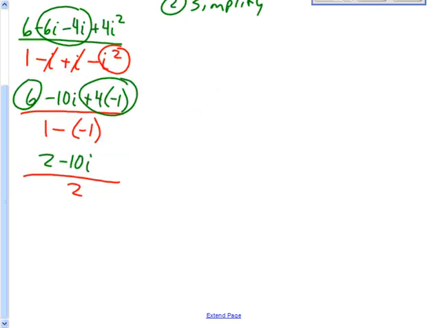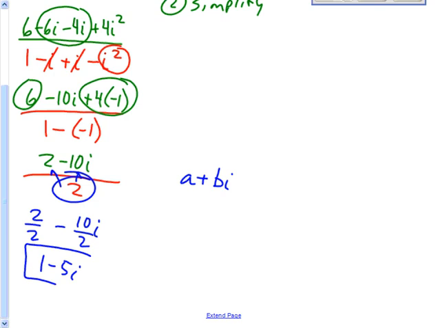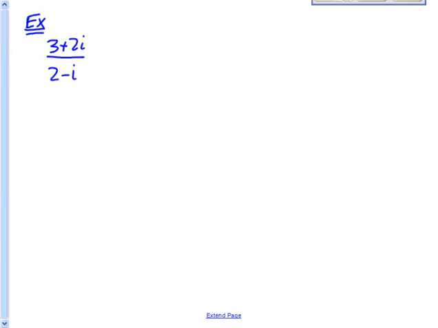Okay, we go ahead and simplify this again. We're trying to get it like this, a plus bi. You notice this is not in the form yet. But this 2 is a common denominator of both of those. So I write 2 over 2 minus 10 over 2i. 1 minus 5i. 1 minus 5i. You're welcome to try this one as well.